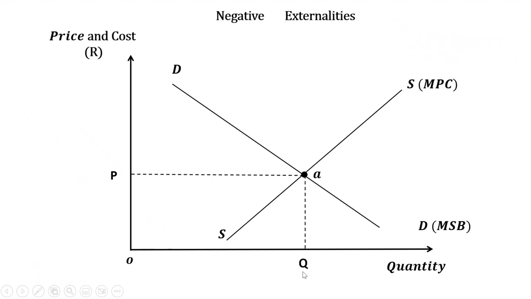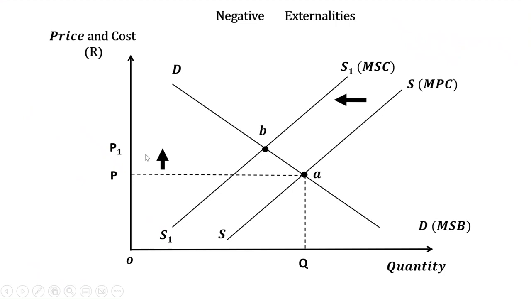When external cost, or cost to society, is included in the price, the supply curve will shift to the left. And there you see S1, and it's also called the marginal social cost curve. At point B, marginal social benefit is equal to marginal social cost. The price per unit increases from P to P1, and the quantity sold decreases from Q to Q1 units.